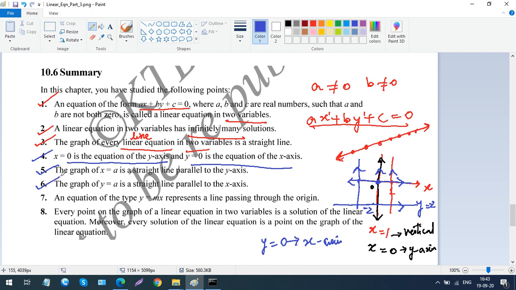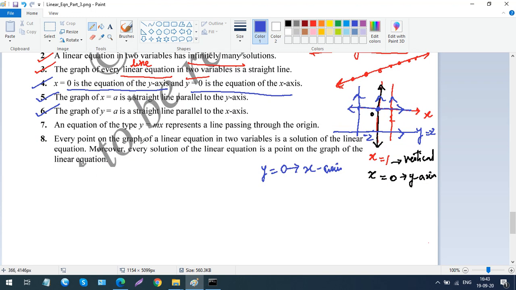Okay, now an equation of the type y equals mx represents a line passing through the origin. So here you see this particular line y equals mx. Here I'll show you how this works. They are saying this particular line passes through the origin. That means there's an x-axis, there's a y-axis. This particular line passes through the origin like this. This is your origin. The 0, 0 is your origin.